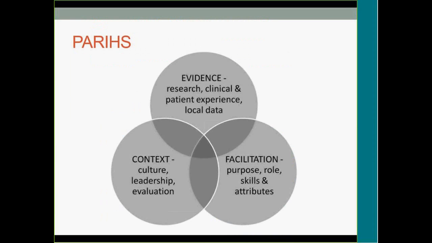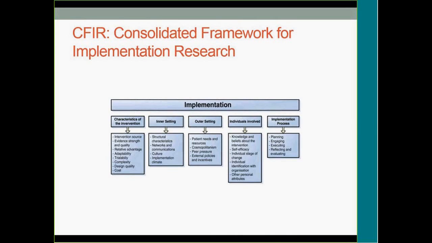So if you're ever writing a grant, you say, I've got this new intervention, I'm following this particular framework, and here are the three components, and here's what I plan to do to address each of those. The most recent version is a consolidated framework for implementation research. This says that the success of an intervention moves in circles from an outer circle to an inner circle. So the characteristics of the intervention are important.